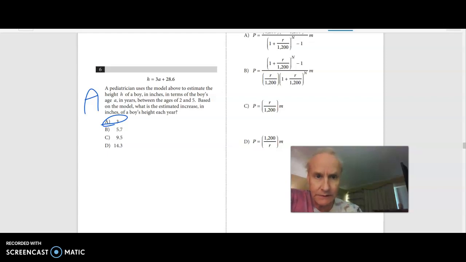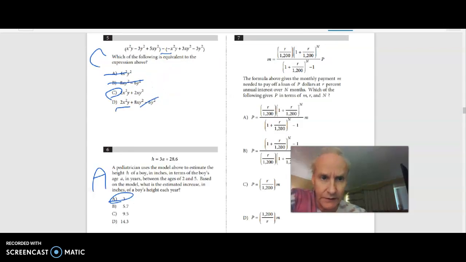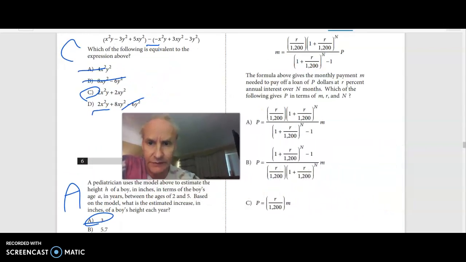This next one, let's see if I can get it down here where we can see it. Oh man, it's a long one. Okay, so kind of big. Let me move myself over here.